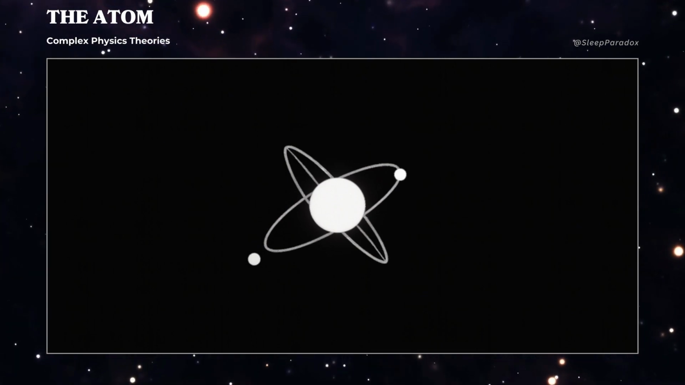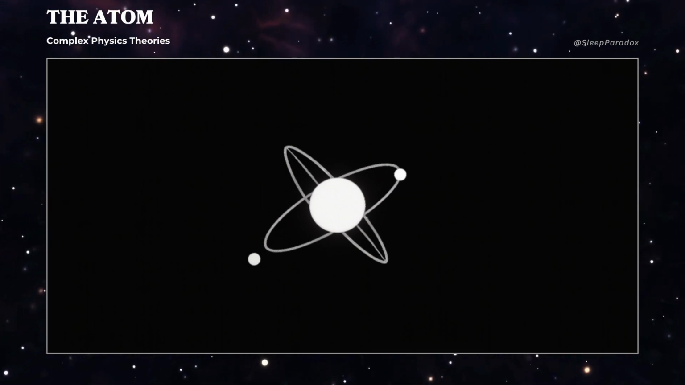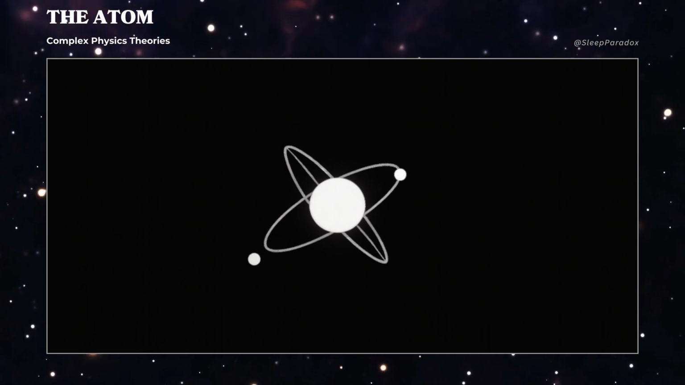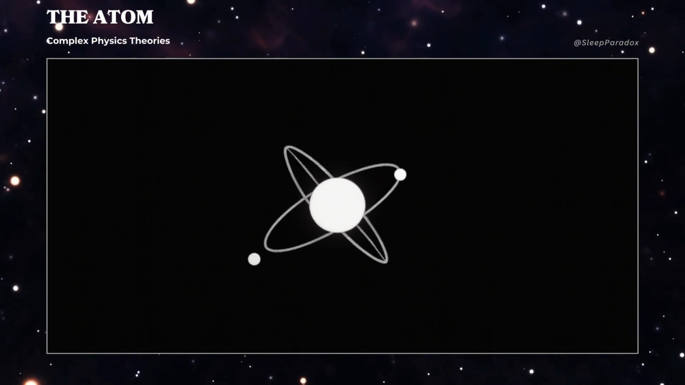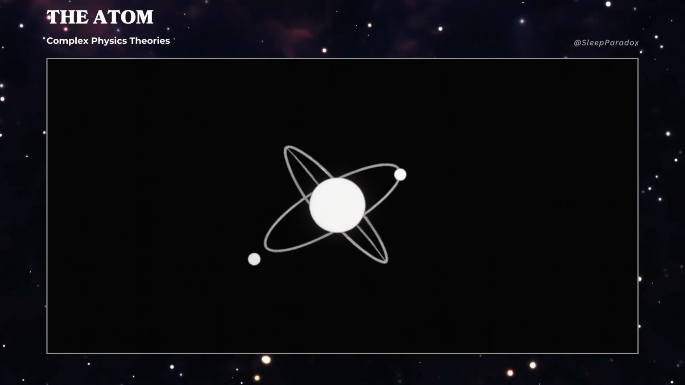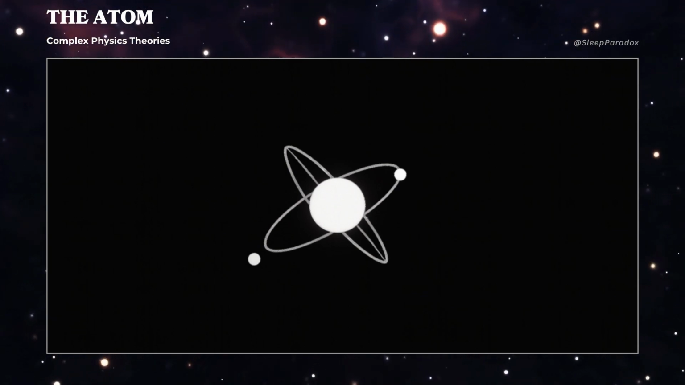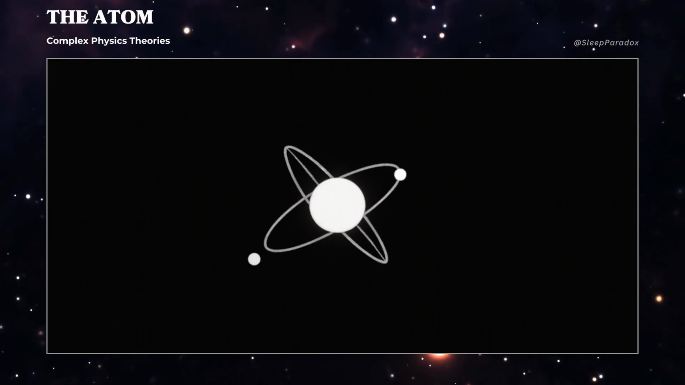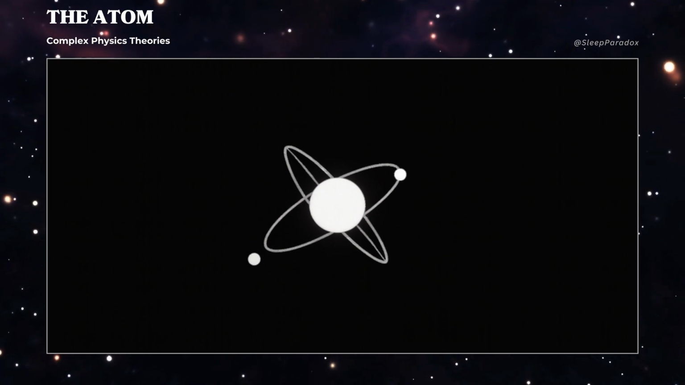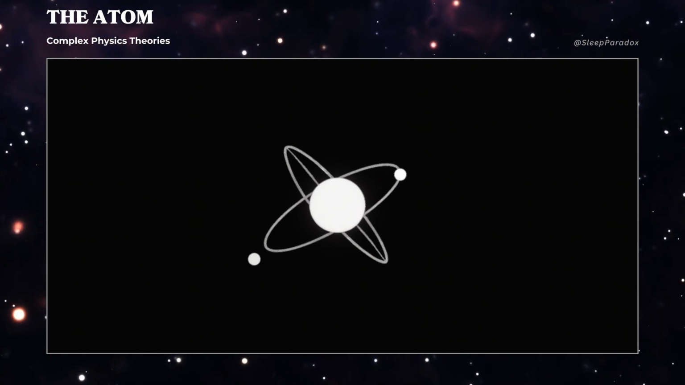The electromagnetic force keeps the negatively charged electrons attracted to the positively charged nucleus. At the same time, inside the nucleus, a different force, the strong nuclear force, holds protons and neutrons together, overcoming the repulsive force between like-charged protons.